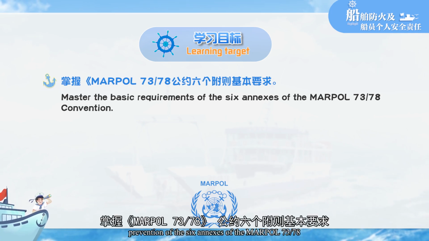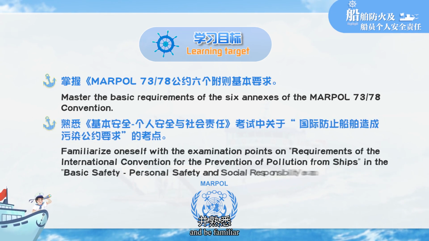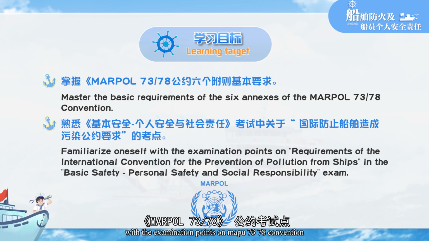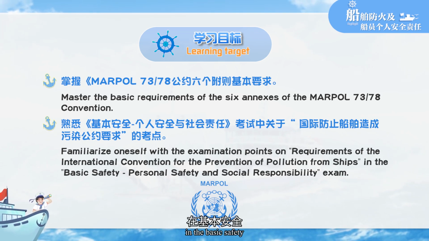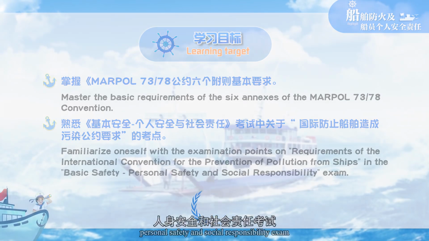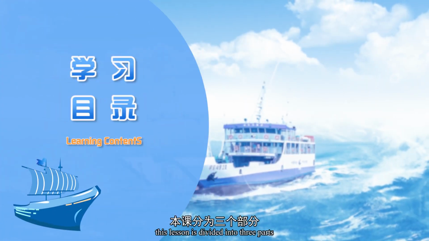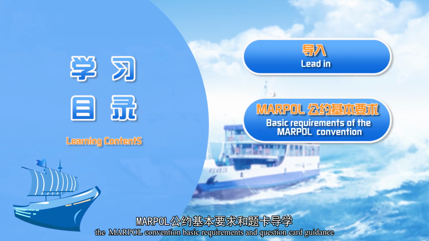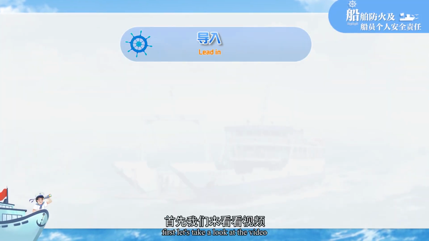Through the study of this lesson, everyone should be able to grasp the basic requirements for pollution prevention in the 6 annexes of the MARPOL73-78 Convention and be familiar with the examination points on MARPOL73-78 Convention in the Basic Safety, Personal Safety and Social Responsibility exam. This lesson is divided into 3 parts: lead in MARPOL Convention, basic requirements, and question card guidance. First, let's take a look at the video.